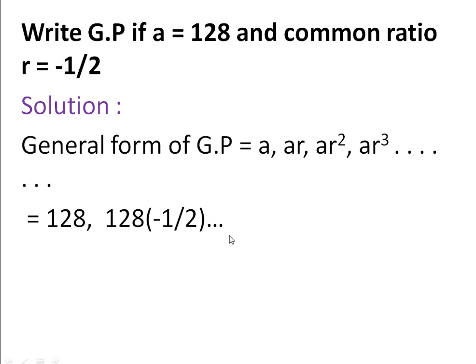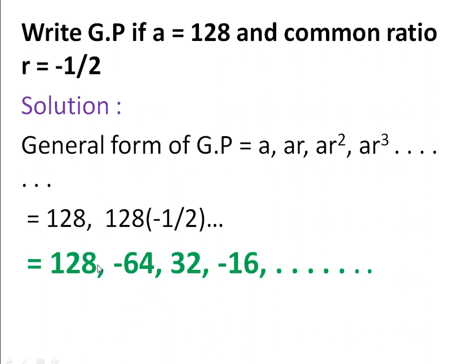See the answer. 128. 128 into minus 1 by 2 is minus 64. Again minus 64 into minus 1 by 2 is 32. 32 into minus 1 by 2 is minus 16 and so on. See, and do understand this. A is 128 and the common ratio R is minus 1 by 2.